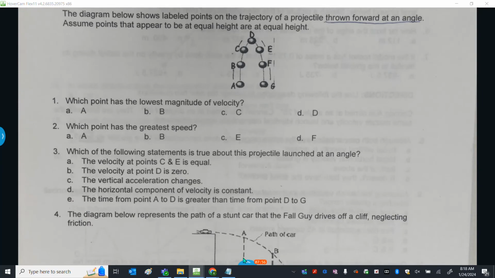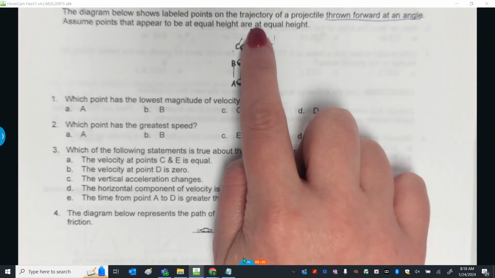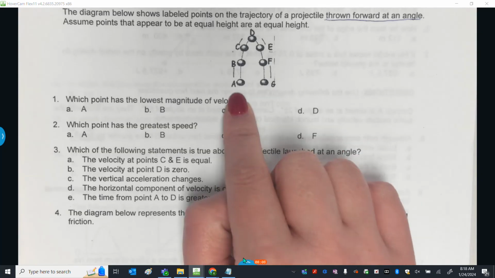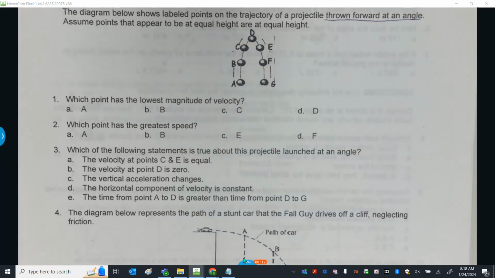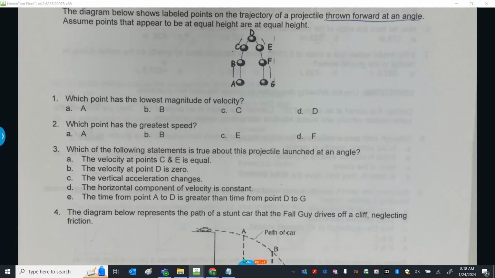Let's talk about E, though, just to make sure we're good. It says the time from point A to D is greater than the time from point D to G, and that's not going to be true because this is time up and time down. We're going from the same height and then back down to the same height that we started, and so those times should be equal. So it's not going to be greater on one side than the other. Time up equals time down. The only acceptable answer to number 3 is answer choice D.